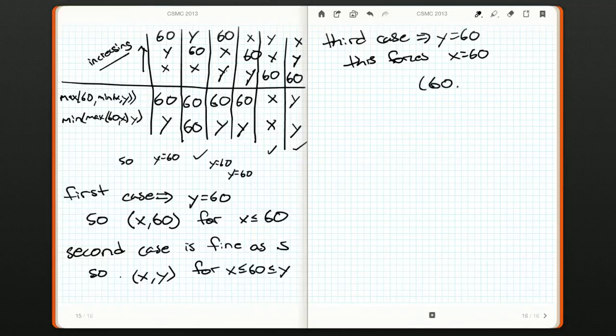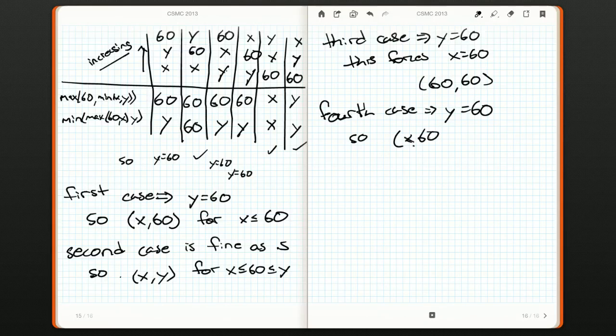So the third case, the only thing that'll work is 60-60. Notice that 60-60 also works in the first case and the second case, so we are double counting things, which is why they're asking for the total number. So the fourth case, we need, it implies y equals 60. But other than that, it's okay. Everything else will be fine. So x 60 with x greater than or equal to 60.